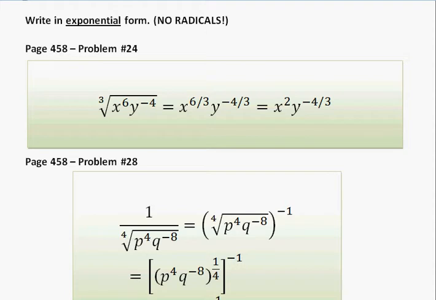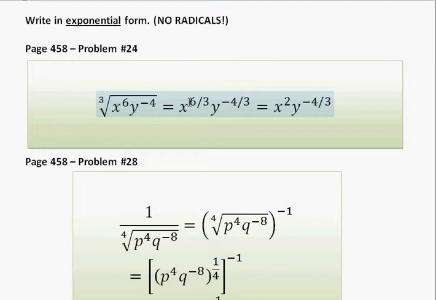Now when you're asked to write something in exponential form, they mean take all the radicals away and write it with exponents. So really what you have here in problem number 24, if you have x to the 6th, well remember the 6 is going to be on the numerator of the exponent and the index will be on the denominator. So this is just x to the 6 over 3 times y to the negative 4 over 3, which is what we have here.